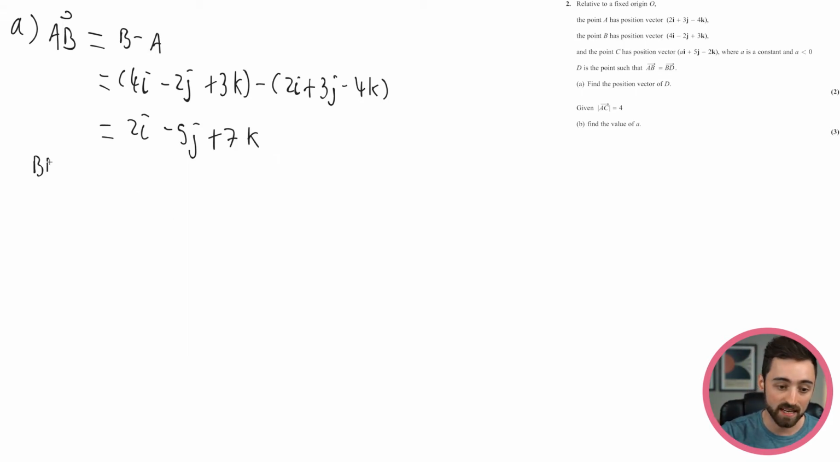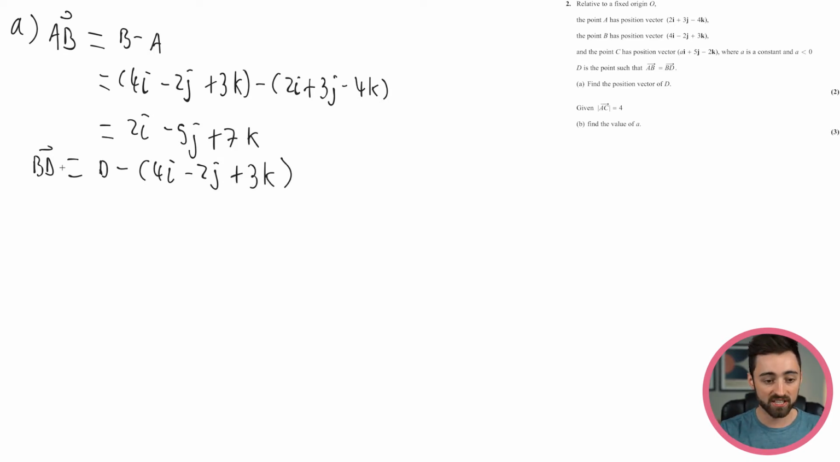So BD, well, what's that going to be equal to? Similar thing, it's just going to be D minus B, so the second take away the first. D is our unknown here, isn't it? So I'm just going to leave that as D because we're going to end up rearranging the equation for that. But then minus B, which we do know, which is this 4i - 2j + 3k. So we know that this thing must be equal to this thing up here.